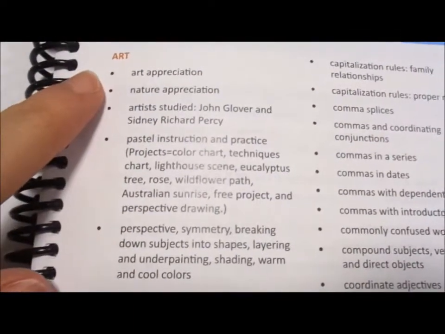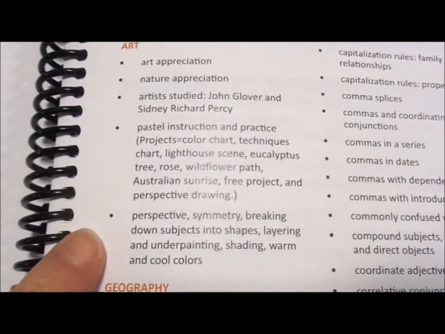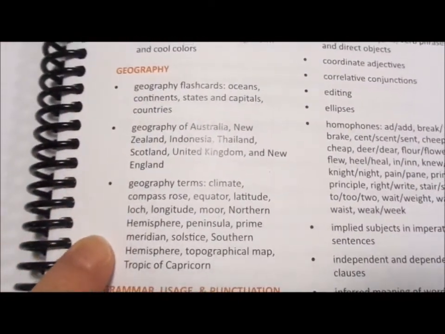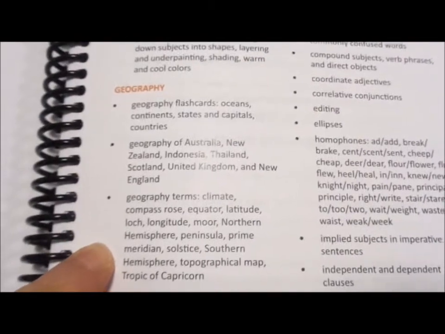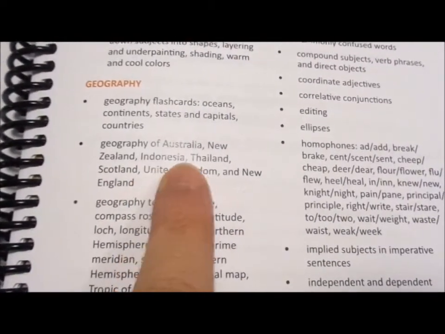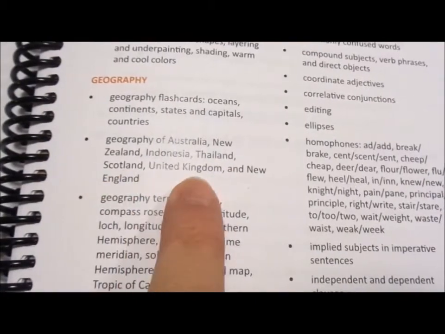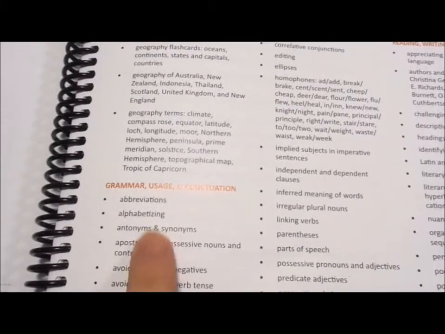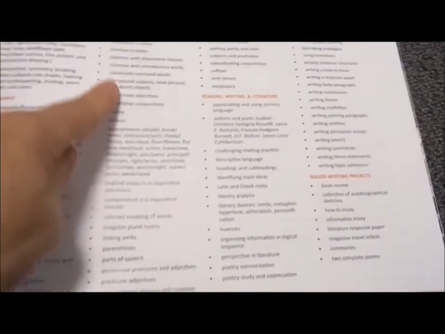I like how it tells you level 6 includes what aspects of art, and which aspects of geography are covered in level 6. And it's very much Australia and New Zealand, if I could remember correctly. Australia, New Zealand, Indonesia, Thailand, Scotland, the UK, and New England. It tells you what they're going to cover in grammar. And there's a lot of grammar.